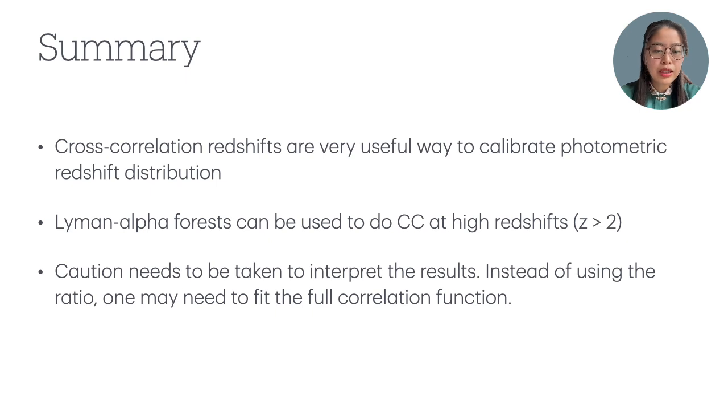So in summary, I hope I have convinced you that it is very important to calibrate photometric redshift distributions, and cross-correlation redshifts are a powerful way to do that. We can use Lyman-Alpha forests to do this at very high redshifts. However, caution needs to be taken in terms of interpreting the results or conducting the measurements. Perhaps instead of using this ratio that we constructed, one will have to fit the full correlation function.